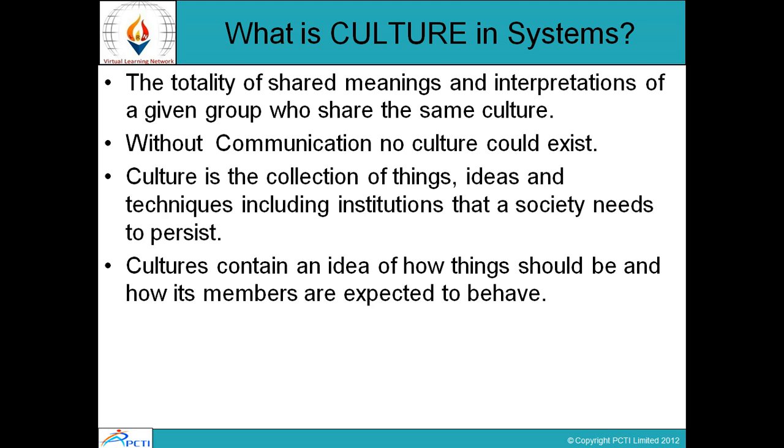और अगर आपको कल्चर को इम्प्लीमेंट करना है तो this is the must condition that this culture must be communicated at different levels of the organization. Culture is basically the collection of the things, ideas, techniques, including institutions that society needs to persist. Culture basically contains an idea of how things should be and how its members are expected to behave. So the behavior of a person of an organization can be derived from the culture of that organization.